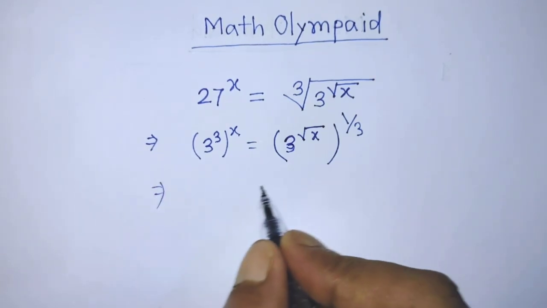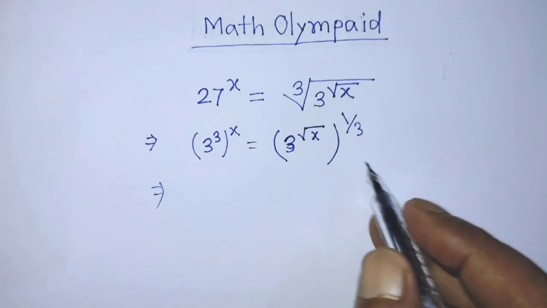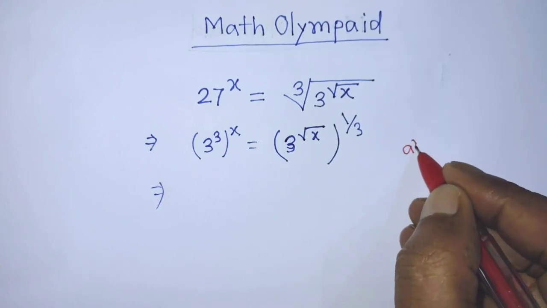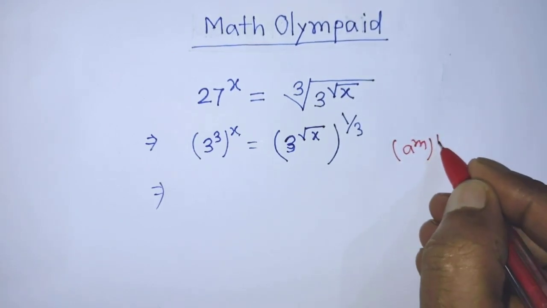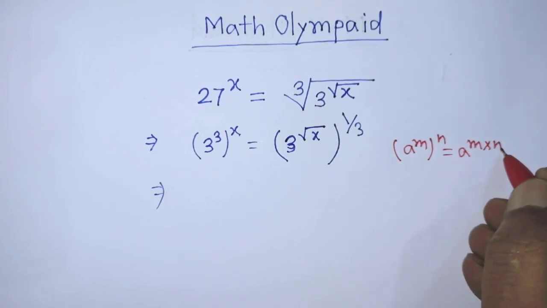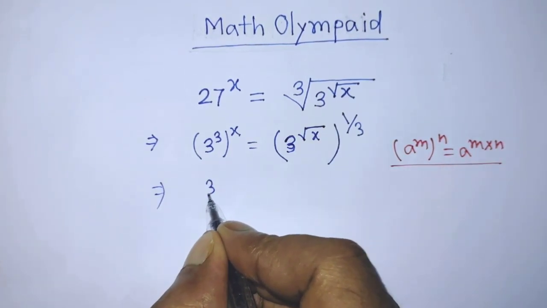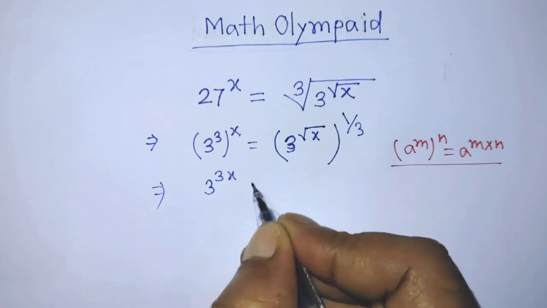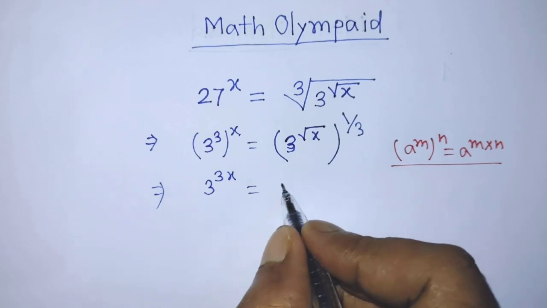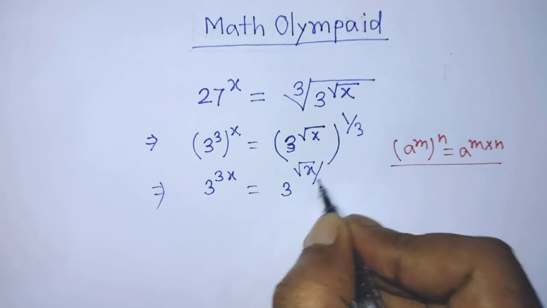So guys, to simplify the left hand side and right hand side of this equation, we have to apply the formula a to the power m, whole to the power n, is equal to a to the power m times n. So according to this formula, it will be 3 to the power 3x is equal to, on the right hand side similarly we get, 3 to the power square root of x over 3.